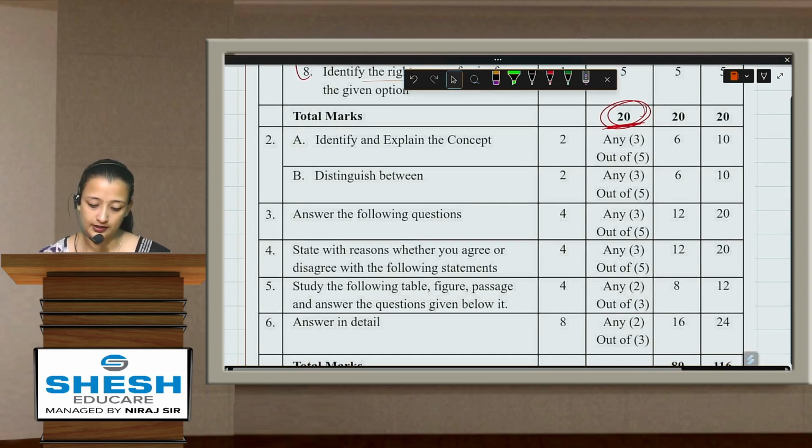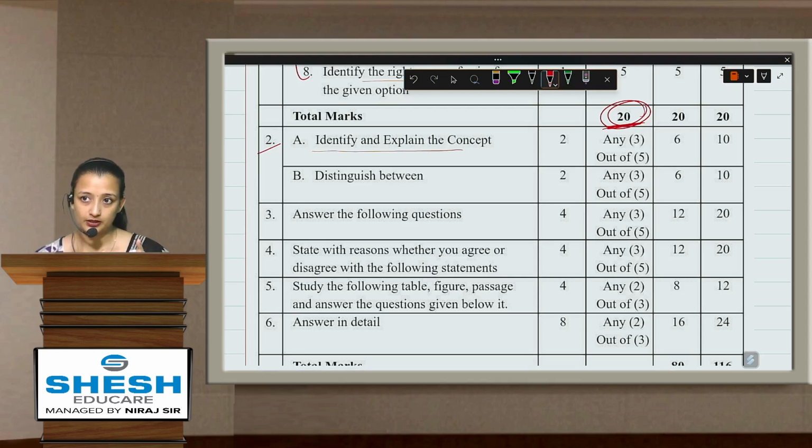Then subjectives. In subjectives, you have question 2, A and B. In question 2A, you have identify and explain the concept. There will be a concept given and you have to explain it. 2 questions you will get. 2 marks per question you will get. And any 3 out of 5. So you have options here. 5 questions will be given and you have to attempt any 3. So 3 out of 5 you have to attempt. 2 marks per question. So total of 6 marks for this identify, explain the concept.